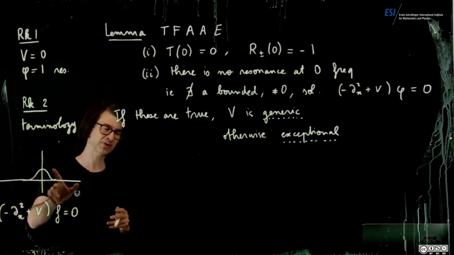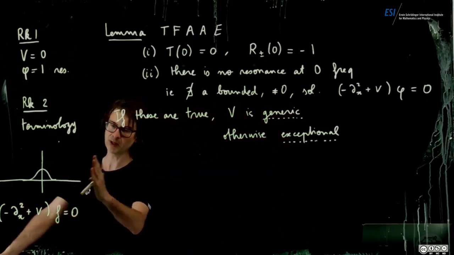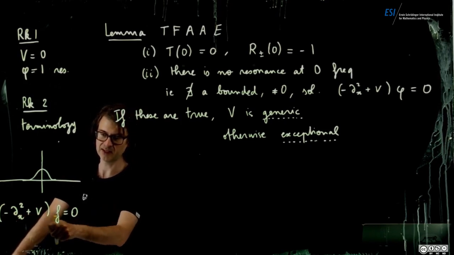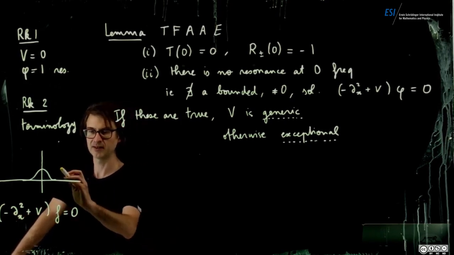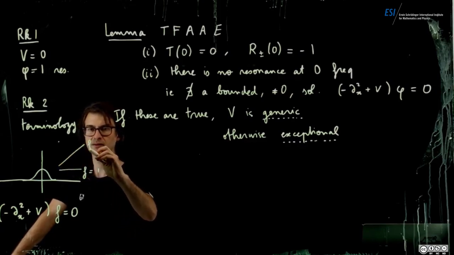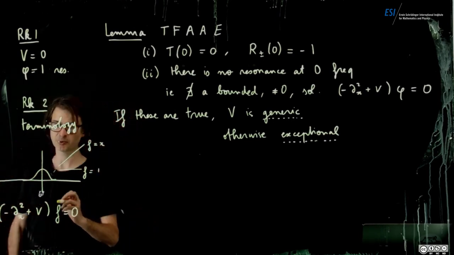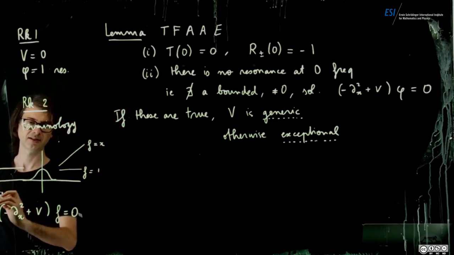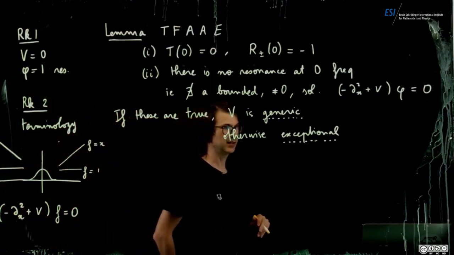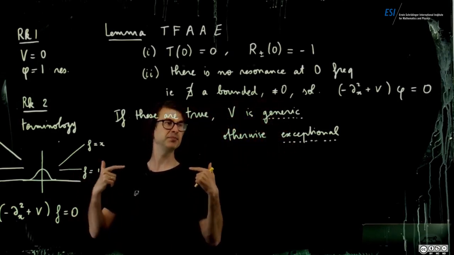So on the support of the potential, we cannot say exactly what happens. But on the right of the support of the potential, a basis of solutions of dx squared f equals 0 is provided by f equals 1 and f equals x. Right, that's clearly a basis of solutions. And on the left of the support of the potential, same thing, f equals 1, f equals x provide a basis of solutions.